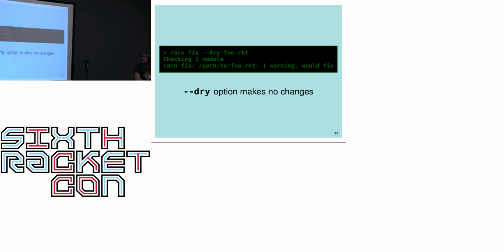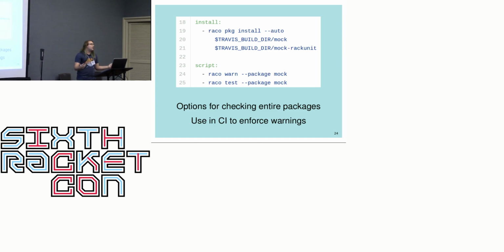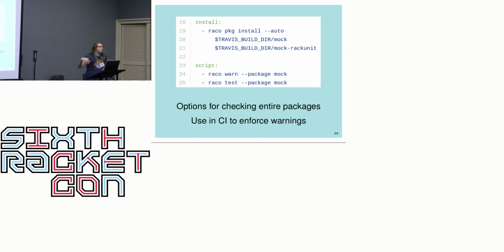Now, there are options for checking entire packages, just like the test and cover commands you may be familiar with. So you can just drop this into your CI test suite to enforce warnings in a particular project. This is a snippet from the Travis CI configuration from one of my packages that I have been experimenting with for warnings.